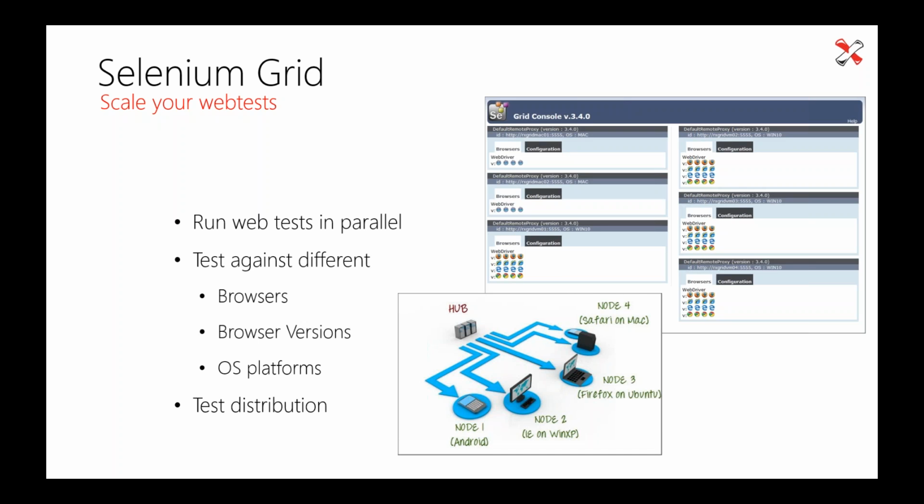We can run the tests in parallel. We can execute one and the same tests in parallel on all the browsers available in the grid. And we can also run tests on different browsers, different browser versions, different operating systems. It also becomes pretty easy to distribute the tests because you just have to add additional nodes to your Selenium grid. And the grid will take care of the parallelization, of connecting the client to the respective node.